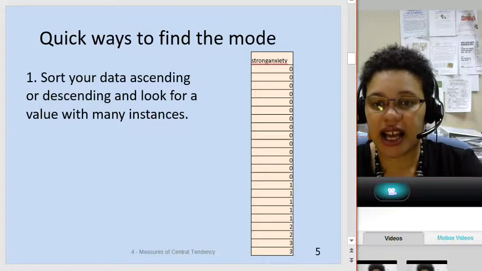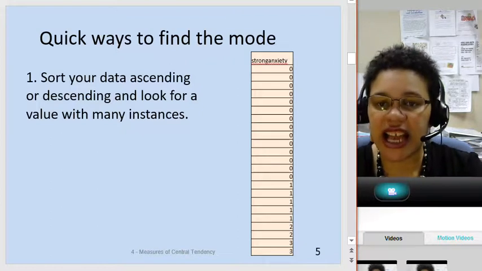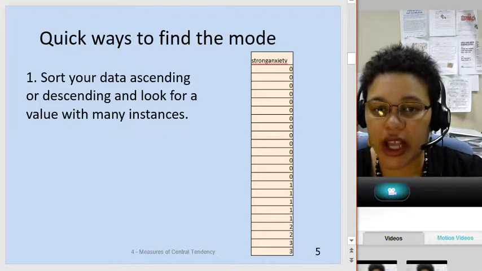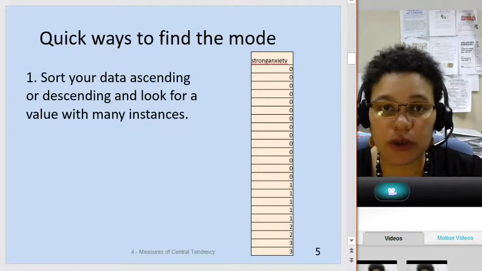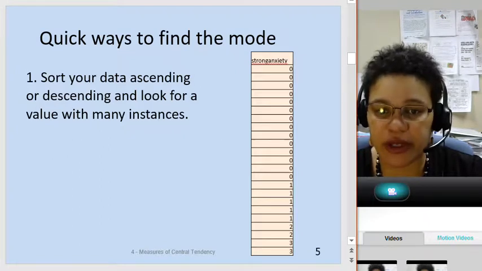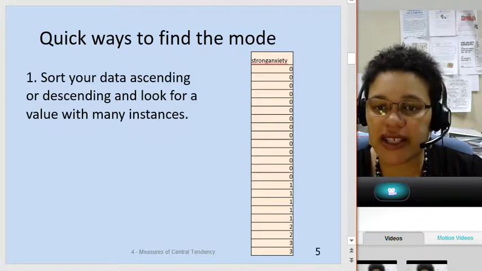In this little illustration here, it looks like the variable name is strong anxiety and the values are 0, 1, 2, or 3. The mode there, most people in this sample do not have strong anxiety. And so 0 was the mode there.